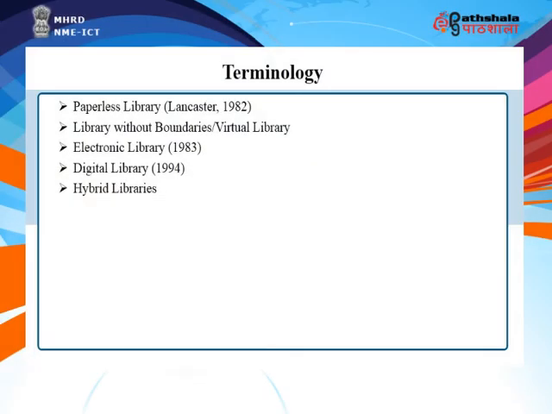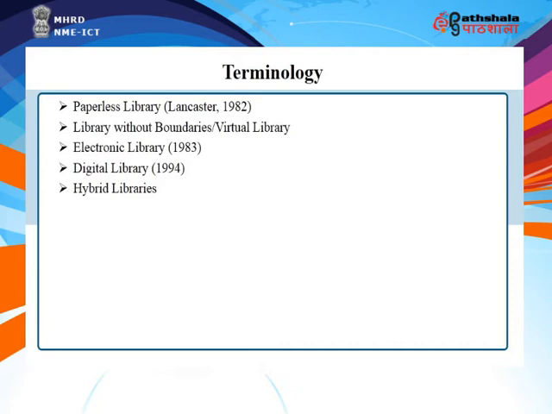Several terms have been coined at different times to represent the concept of library without books, libraries having information in computer-readable format, or having access to information in digitized or digital format. The terms which have been in vogue at different times include paperless library, that was first used by Lancaster in 1978 in his book entitled Towards Paperless Information System, published by Academic Press.